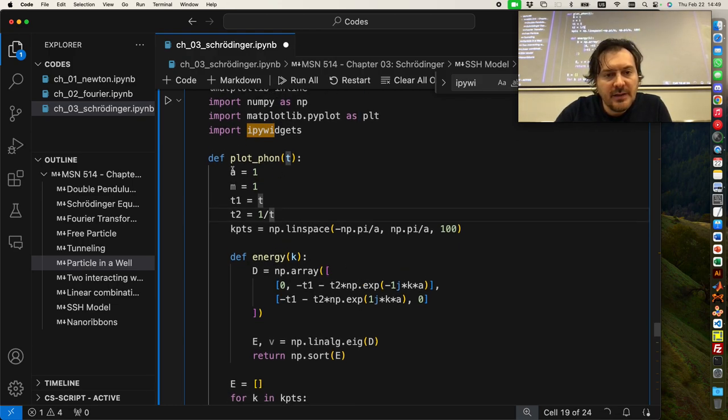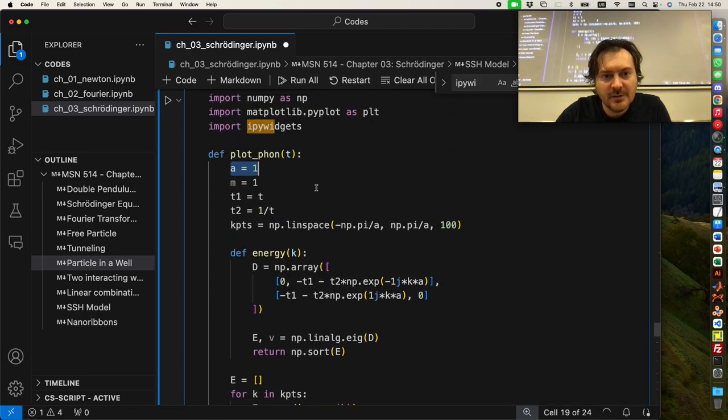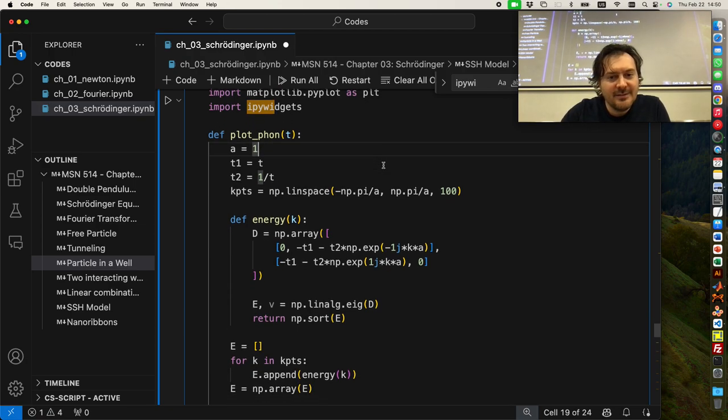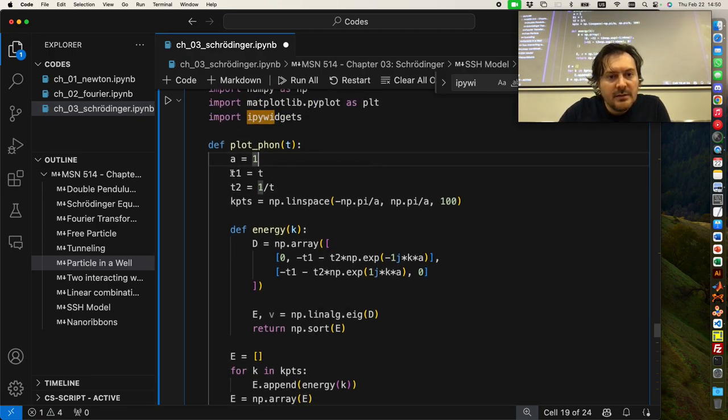So I set A to 1. What is M? I have no idea what M is. Let's erase it. Okay. I set T1 to be T and T2 to be 1 over T. Okay, and I'm going to change t so that if I put t to 1.2, one of them will be 1.2, the other one will be 1 over 1.2. If I put it to 1 over 1.2, this one will be 1 over 1.2, and this one.